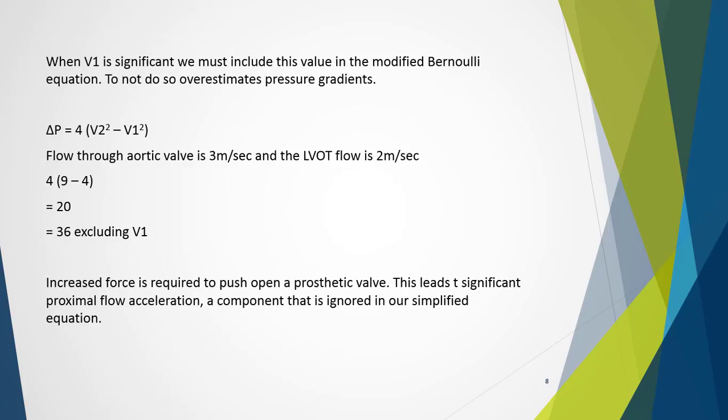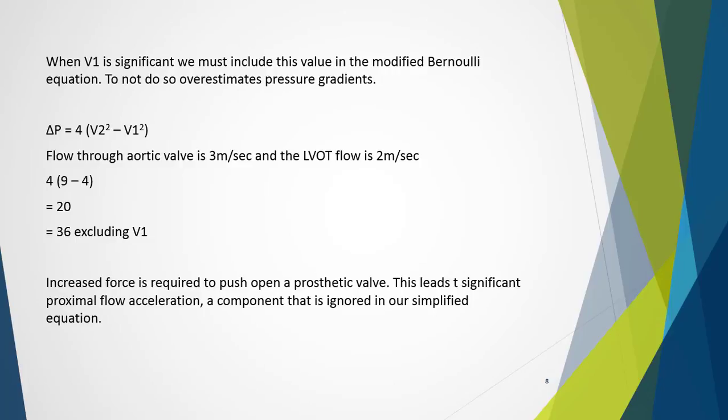Flow acceleration is presented as V1 in the modified calculation, and may be significant in some instances. This may be due to a coarctation, systolic flow obstruction in the left ventricular outflow tract, or increased cardiac outputs as examples. An example where it may be necessary to include V1 is the aorta in the presence of coarctation. The velocity may easily be higher than 1 meter per second, and the coarctation itself relatively mild. Thus, by excluding V1, the pressure gradient is significantly overestimated.